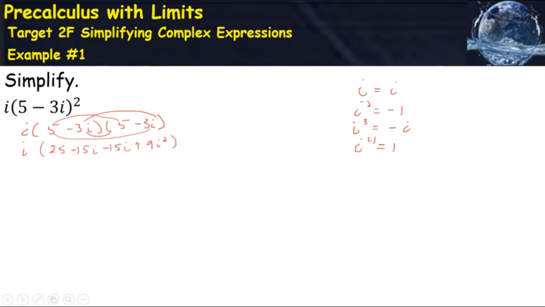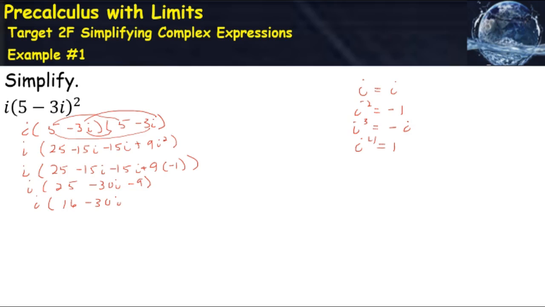And remember, i squared is -1. So I have i times 25 minus 15i minus 15i, and then remember i squared is -1. So this is i times 25 minus 30i, and then 9 times -1 is -9. So I have i times, 25 minus 9 is 16, so 16 minus 30i.